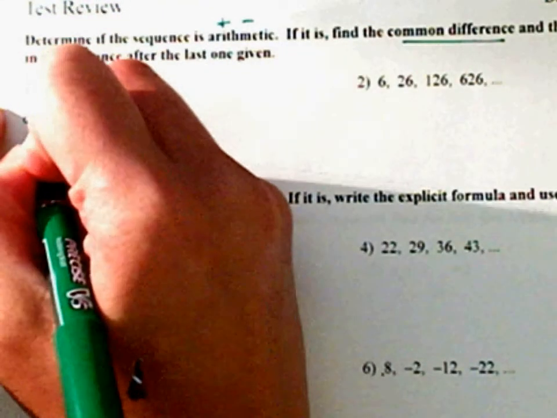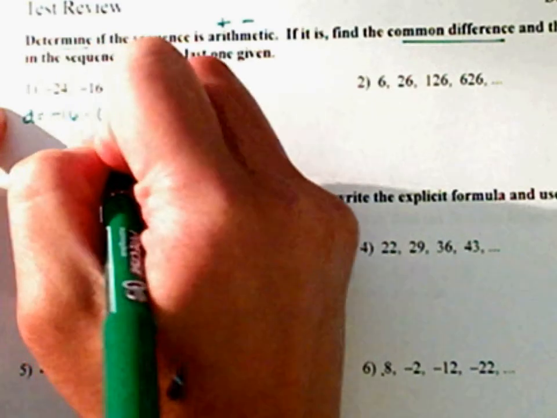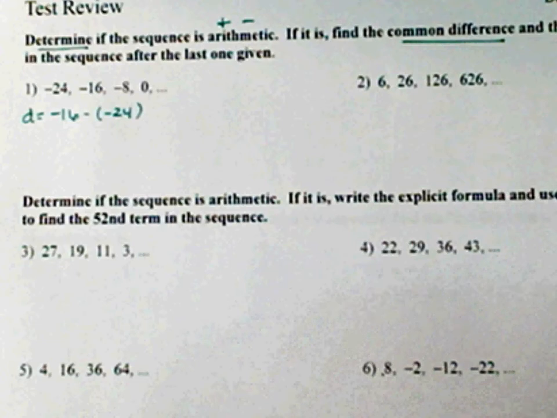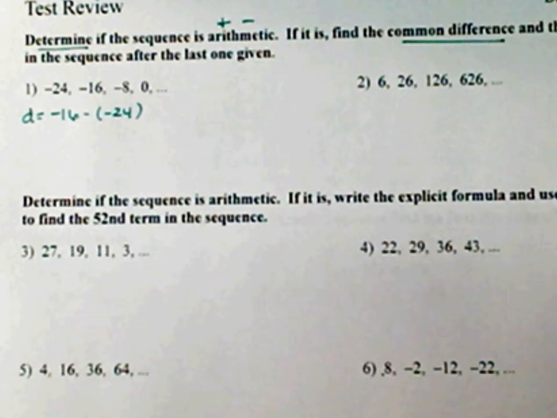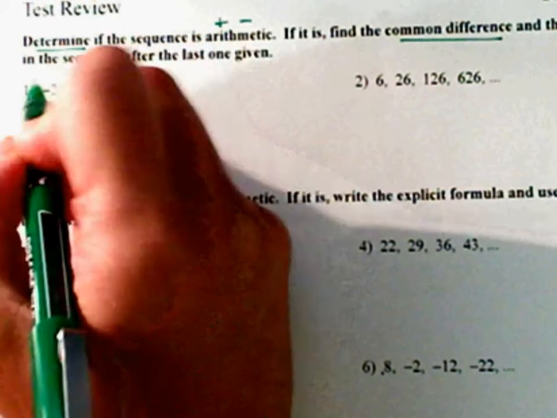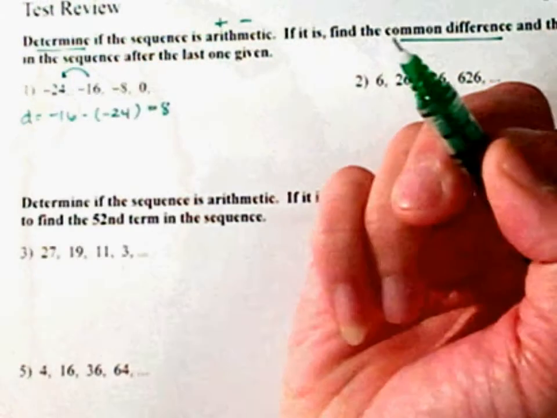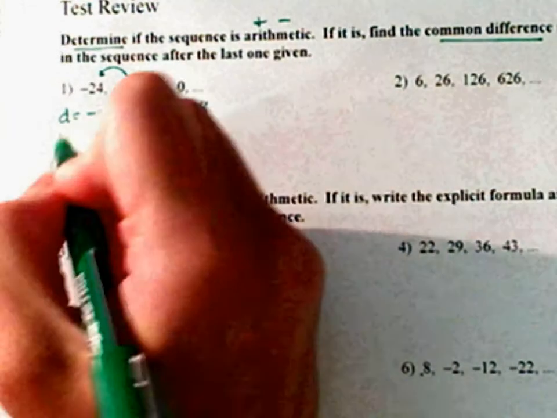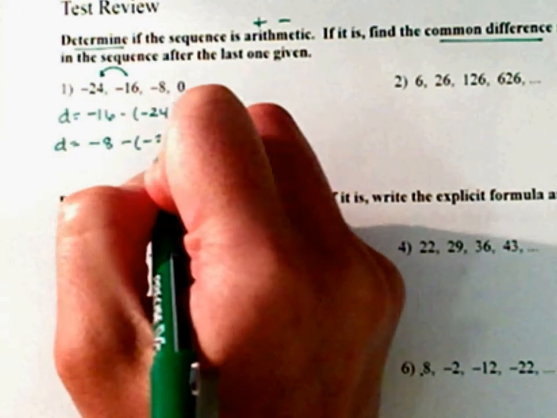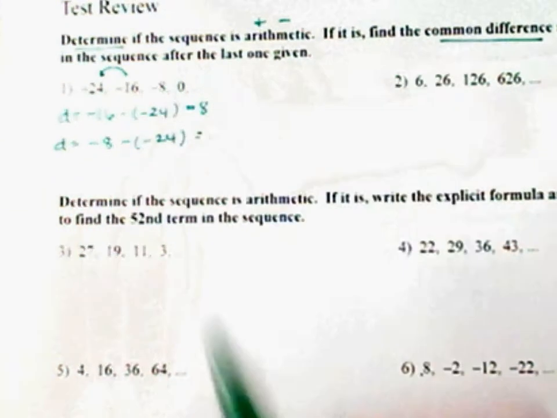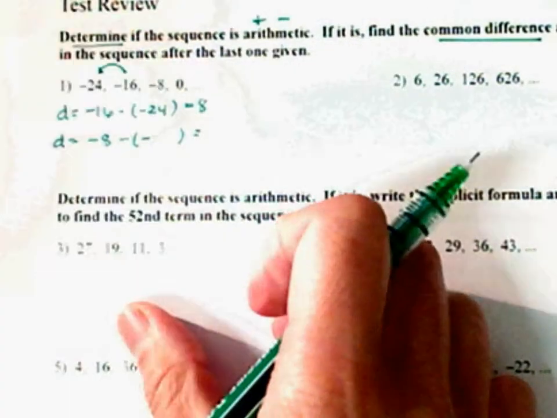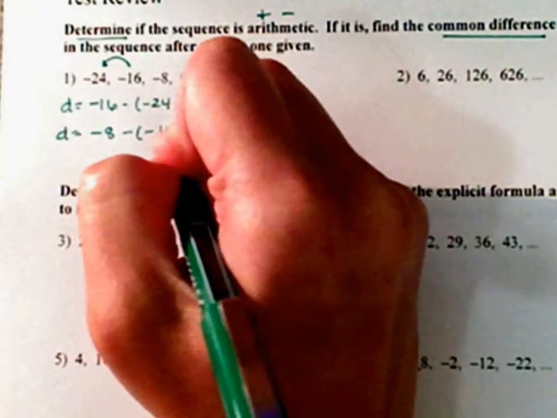So find your difference. You want to take negative 16 minus negative 24. When you do that, that comes out to be 8. Do it again to see if you see a common difference. Negative 8 minus negative 16, my apologies. See if that comes out to be 8.